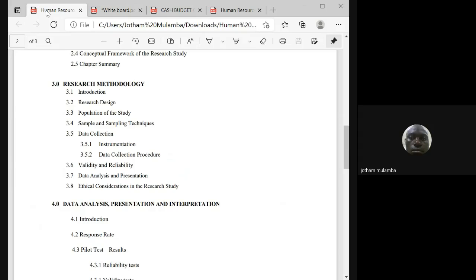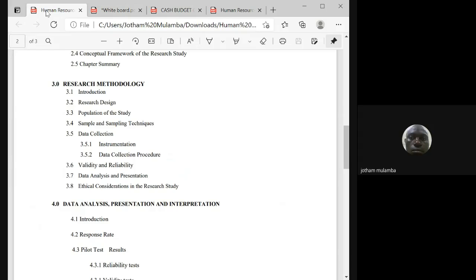Then in some instances, you'll also be sponsored. You could have been sponsored by your organization to conduct a study. So you also tell us how you are going to assure the sponsor that you are going to uphold high ethical standards. So in that case, you can talk of how you are going to ensure that you account for every penny that they have given you.